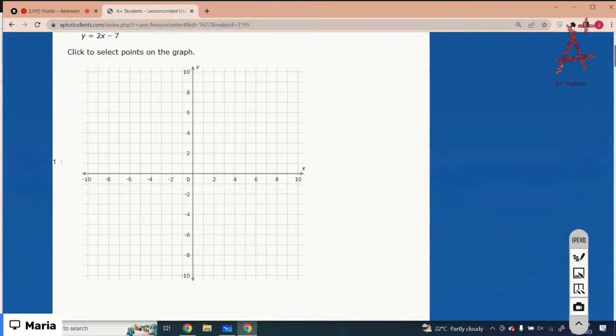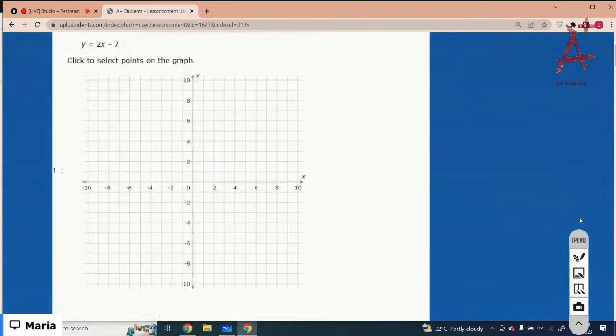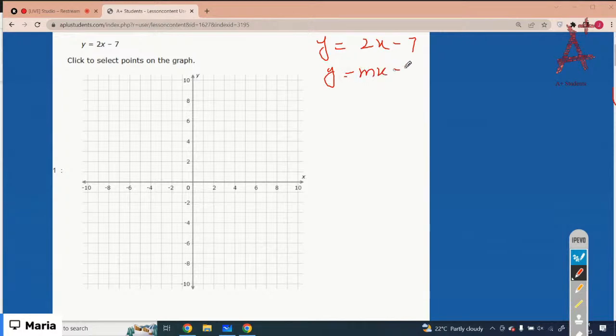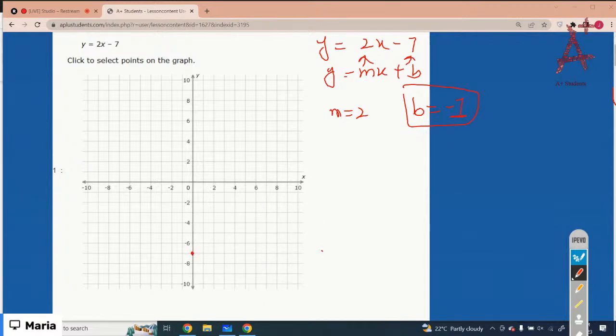Okay, y equals 2x minus 7. Just equate the equation with the slope-intercept form, that is y equals mx plus b. So here is the m and here is the b. m equals 2, that is the slope, and b equals negative 7. Negative 7 means that is the point where the graph is touching the y-axis. So here you have the y-axis, here you have negative 7.